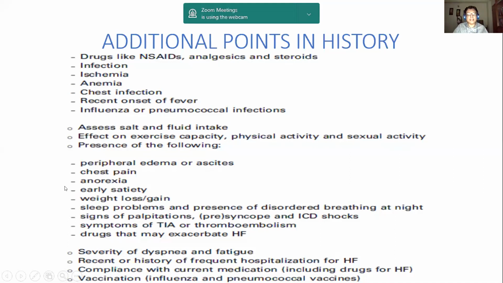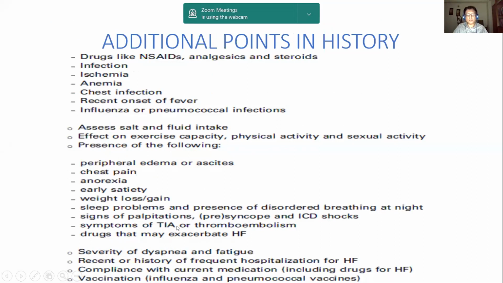And there is peripheral edema, chest pain, anorexia and satiety, which may be due to congestion of the GI tract or the liver. The blood cannot go to the heart because the compliance is reduced. There may be weight gain, which is very important due to fluid accumulation. We need to measure the weight of the heart failure patient every day, or at least on alternate days. The sleep apnea I have already mentioned. The palpitation, syncope. If the patient is on an ICD, the ICD shocks are important. It may indicate fatal arrhythmia.